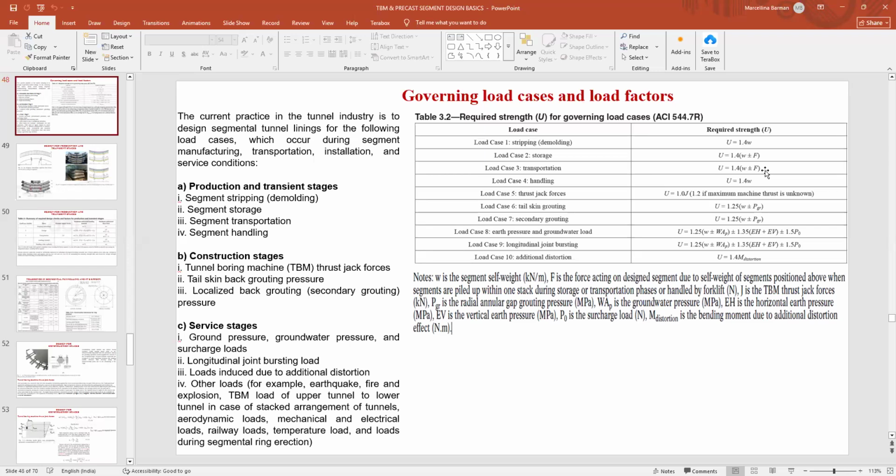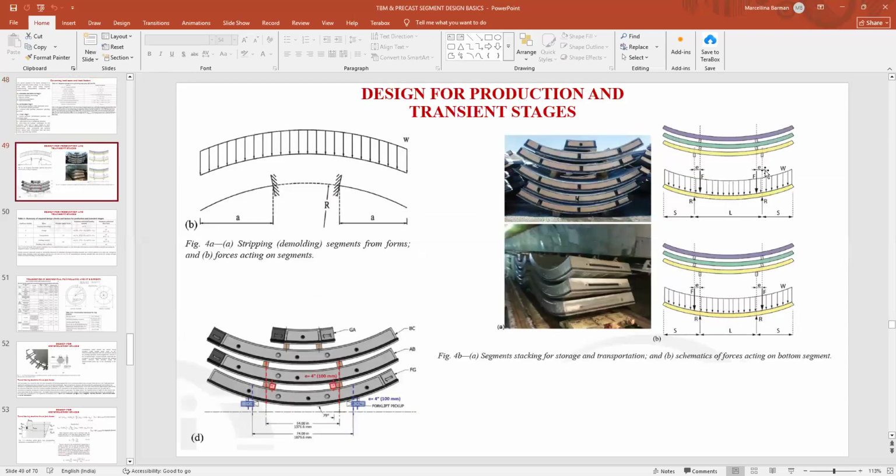So all the TBM segments are designed for the three stages. Now this is for the production and the transient stages. As I told you earlier, there will be molding of the segments, then demolding or stripping of the segments, then stacking of the segments, then transportation of the segments. For all these stages, you need to check whatever bending moments have developed in the temporary stage, and how you are lifting the segments also.